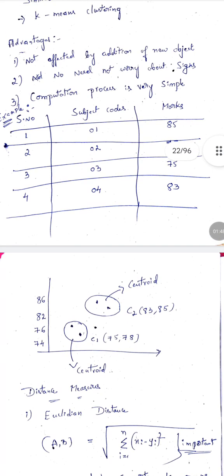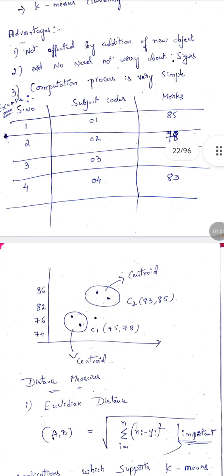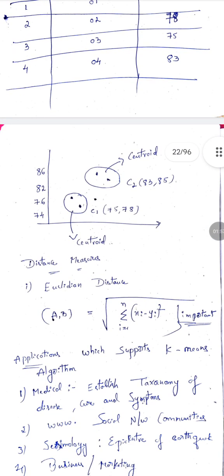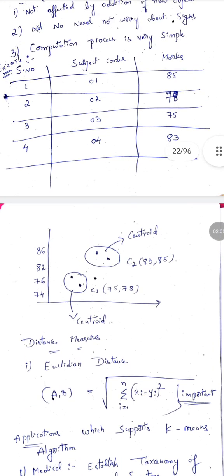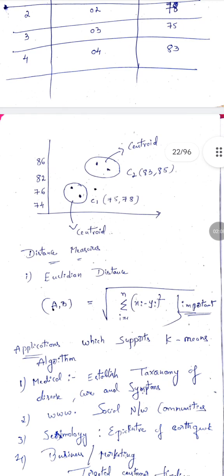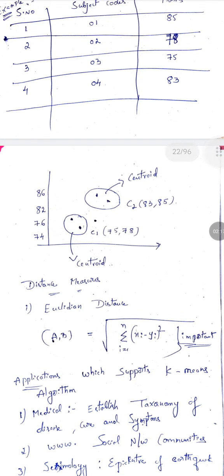Here is an example of K-means clustering: a given table with serial number, subject codes, and marks. Here we generate a small graph with x and y coordinates, using those subject codes and marks. The dots represent marks which are near to one another. That means 75 and 75 are similar to each other, and the marks from 70 up to 75, 78 are the nearest points. Those points form one cluster.